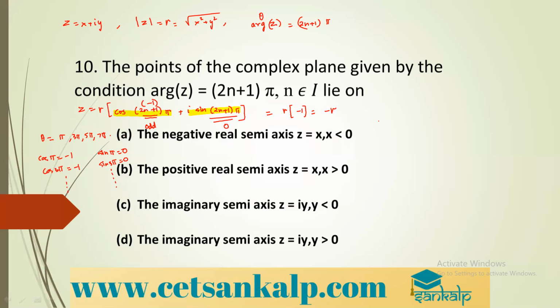So z is a complex number which can be written as minus r. Because it is negative, it will lie on the negative axis. That means the negative real semi-axis. So z will be on the negative real semi-axis, and you have to go with this option.